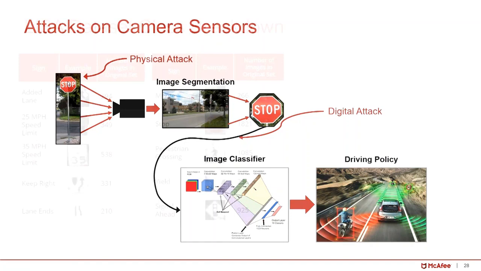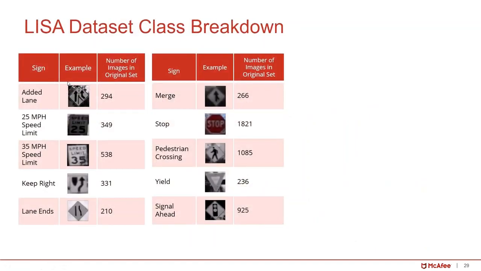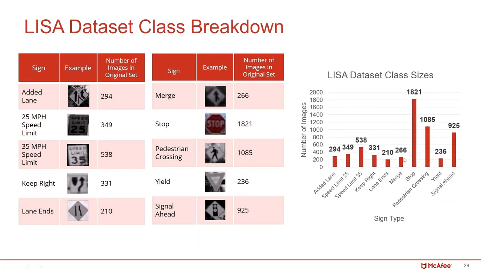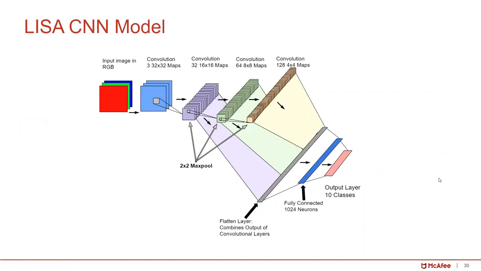We use the LISA dataset collected at UC San Diego for US traffic signs, and we use 10 categories of the signs. This shows the data distribution. We have about 1,800 images of the stop sign, and then different types of signs with their numbers of images. And then we developed this convolutional neural network to recognize the traffic sign.